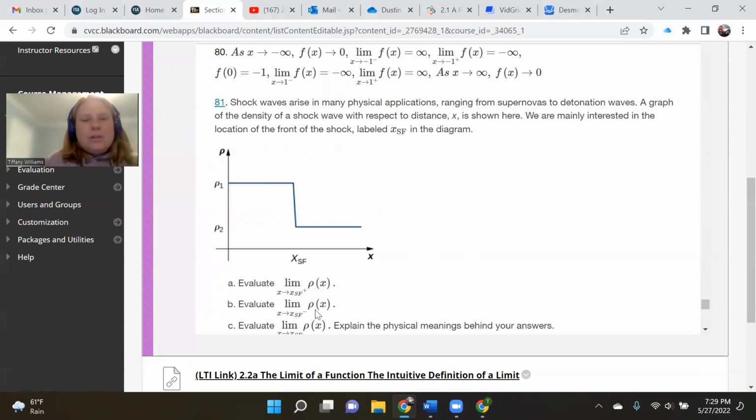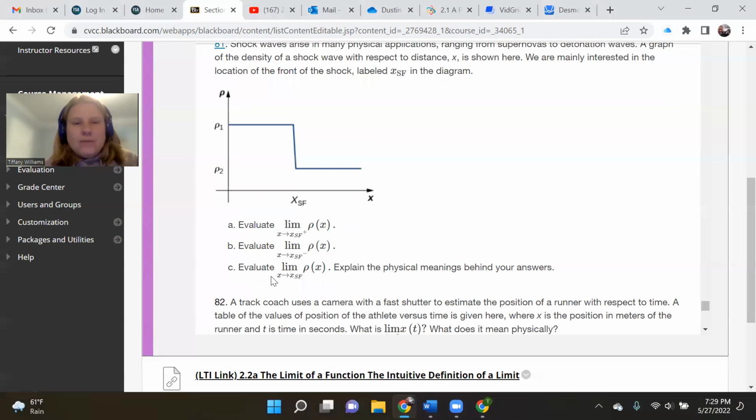So what happens when the limit approaches that shock wave from the left? So as we're approaching from the left, we've got our density 1 here. So, approaching two different things. So they want to know, evaluate the limit as x approaches x of SF of the density from the left and right. So from the left and right, just because we talked about, we're approaching two different things, right? We're approaching the density 1, density 2.